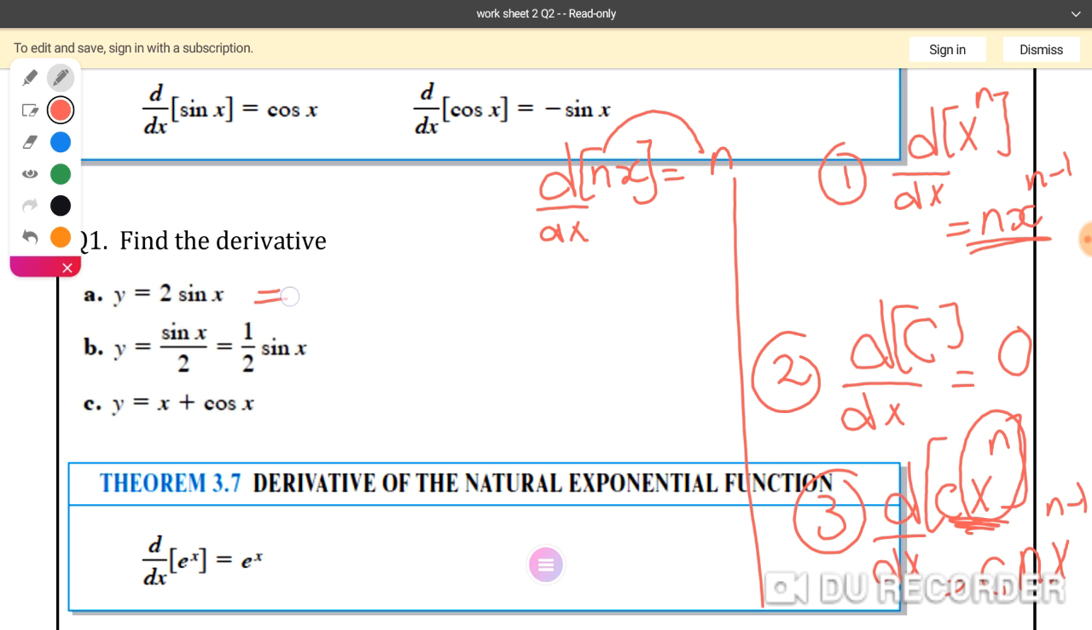Here, how do we find the derivative of this one? How do we denote it? The derivative of y will be y prime, or I can write dy by dx. Both of them refer to the derivative of the function.